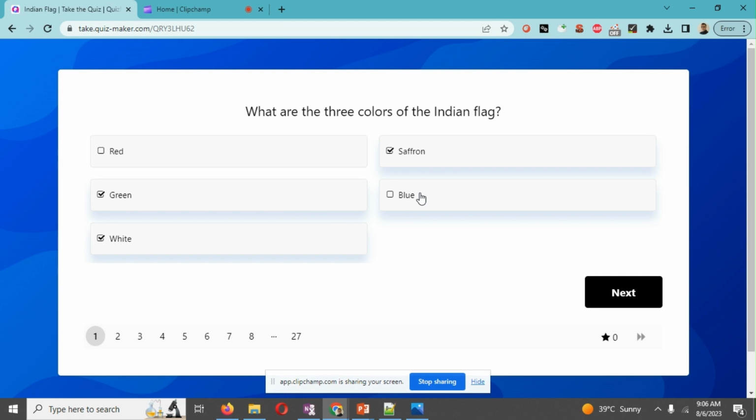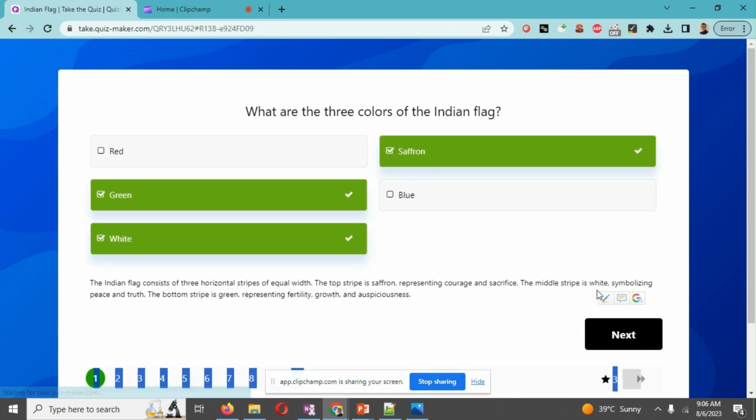Like the center chakra, the chakra in the center has the blue color, but that will not be counted as the three colors of the Indian flag. The three colors of the Indian flag will be counted as only green, white, and saffron. I will mix my Hindi and English in between so that this video is comfortable for both audiences. But mostly I'll talk in English because the questions are now in English.